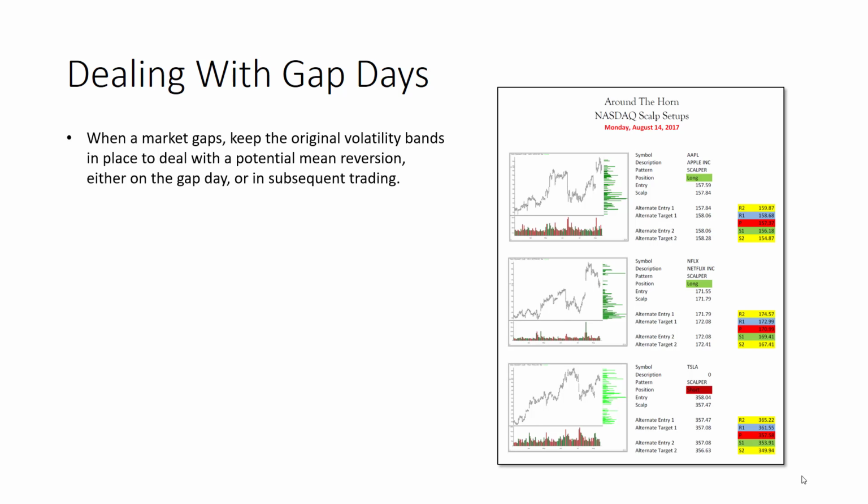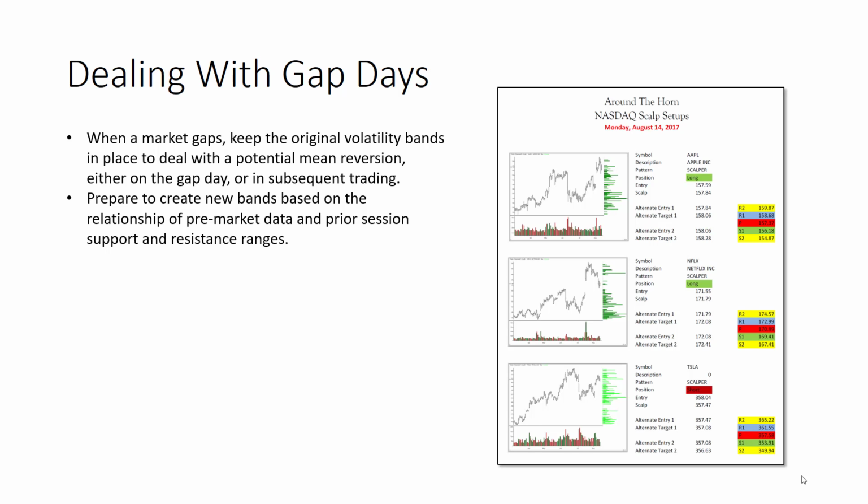So it could be the case that tomorrow we get back down into those ranges and they're still going to be valid. So I like to keep days and days worth of these bands up just so that I can see where things have been happening and where there's some confluence from one day to the next. But you need to prepare to create new bands based on the relationship of what's going on in the pre-market today, on the gap day, and then you need to make the changes to accommodate the new trading plan.